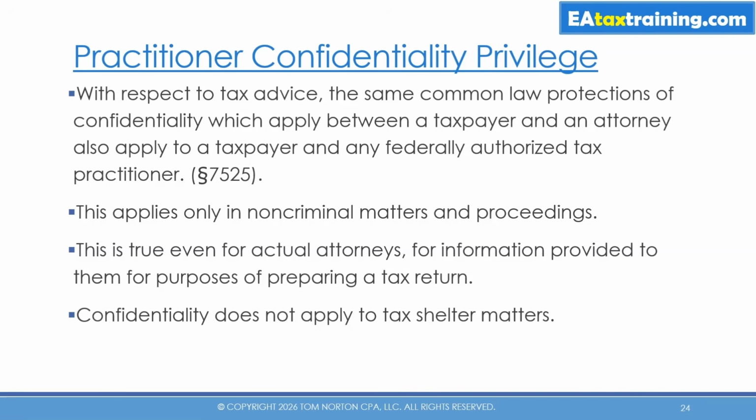There could be cases, though, where the person has gone to an attorney, so there is an attorney-client privilege, and now the attorney is going to hire you to help with that. And then in that case, you would fall under the attorney-client privilege. But if it's just the client coming to you and hiring you, and then it turns out there's been a crime committed, no privilege. And also, the confidentiality does not apply to tax shelter matters.